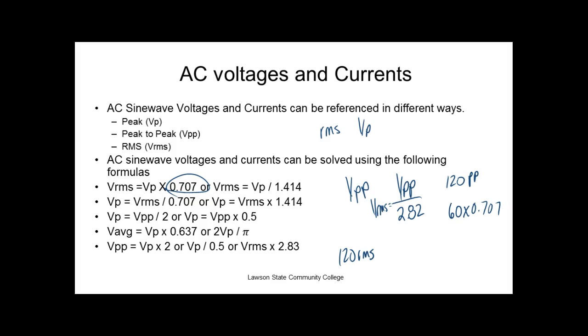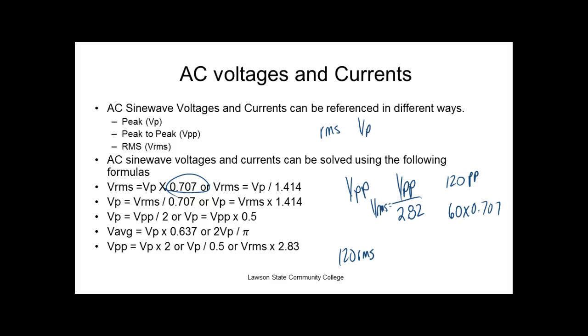Well, first thing I'm going to have to do is convert RMS to peak. So what would I do? Would I multiply by 0.707 or would I divide by 0.707? Huh? If I multiply by a fraction, I come up with a smaller number. If I divide by a fraction, I come up with a bigger number. If you divide by 0.5, you double the number. If you multiply by 0.5, you halve the number.